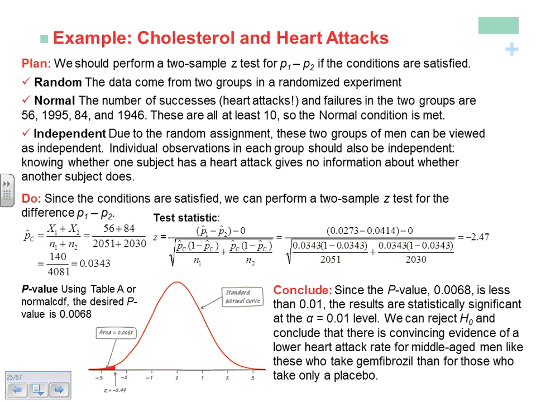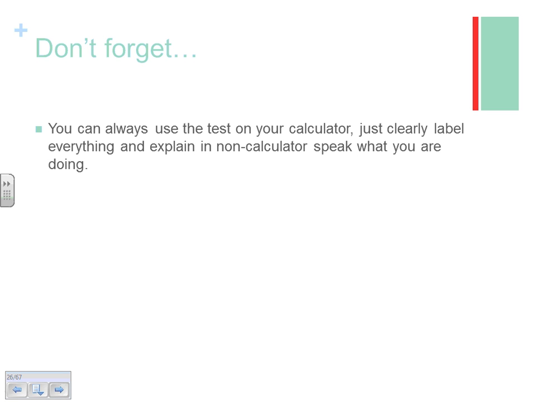Here our p-value is statistically significant because it is smaller than your alpha, so we can reject the null and conclude that there is convincing evidence of a lower heart attack rate for middle-aged men who take gemfibrozil than those who only take a placebo. I don't think I just said that right. Okay, so again, you can always put everything in your calculator. Just clearly label everything and explain in non-calculator speak what you are doing.